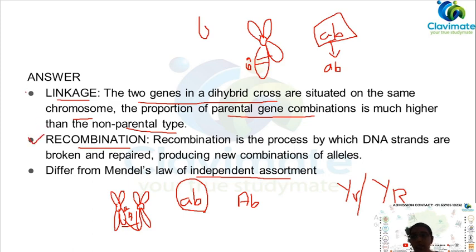So these both rules will differ from Mendel's law of independent assortment. During Mendel's law of independent assortment, there is no crossing over or linkage. But linkage and recombination do occur in other organisms. So they differ from Mendel's law, and you have to write the definition of linkage, the definition of crossing over, and you have to mention what is recombination and how they differ from the law of independent assortment.